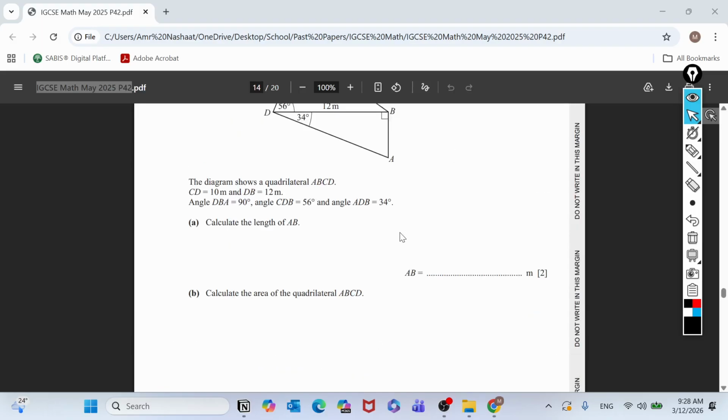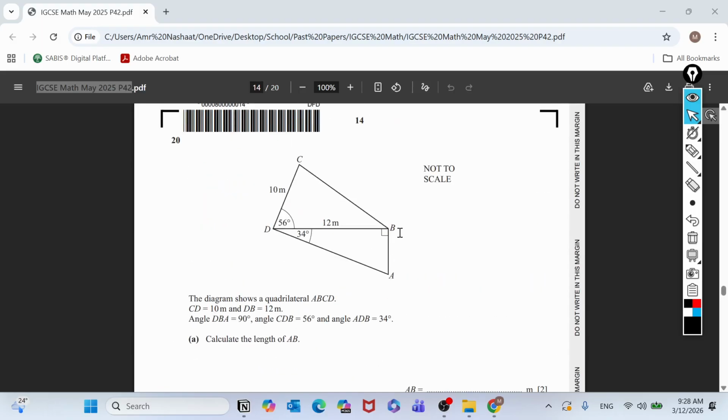Calculate the perimeter. So we need this side plus this side plus this side plus this side. We have this side, it's 8.1. This other side is in the right triangle, so we use Pythagoras. What is it going to be? Square root of 12 squared plus 8.1 squared.